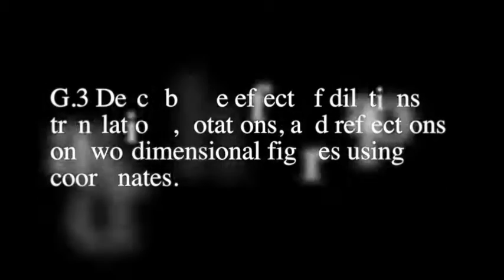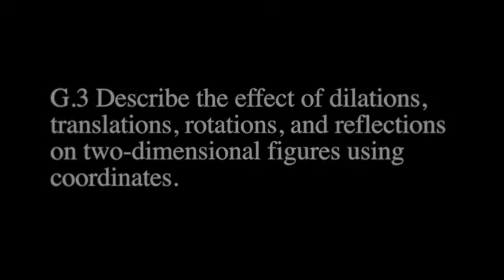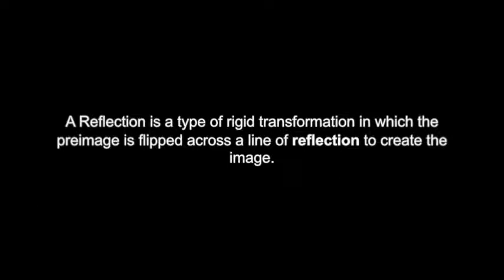This video is about 8th grade geometry. The Common Core standard that goes along with this video is: describe the effect of dilations, translations, rotations, and reflections on two-dimensional figures using coordinates. A reflection is a type of rigid transformation in which the pre-image is flipped across a line of reflection to create the image.